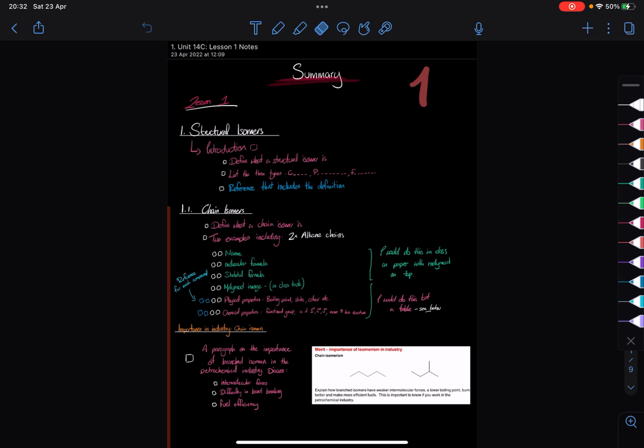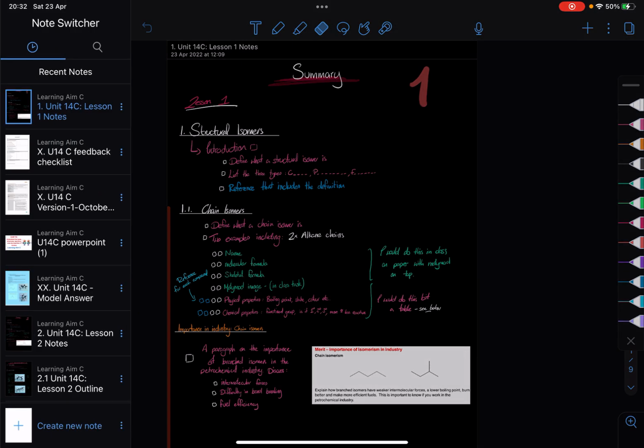So what I've got here for you is the lesson notes, just as usual. This is a summary of what we're going to cover. And in 14C, we're now looking at the isomers of different compounds and how that affects industry and how it can affect therapeutic things moving forward. So things like how drugs are affected by isomers and the importance of that. And that's what 14C looks at.